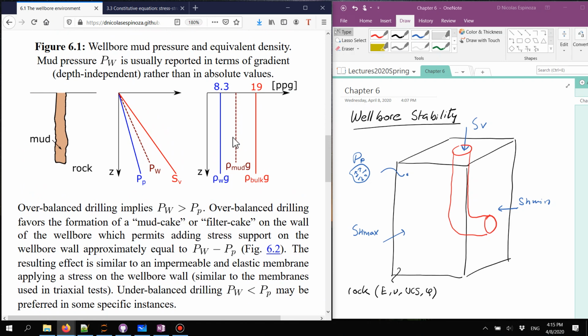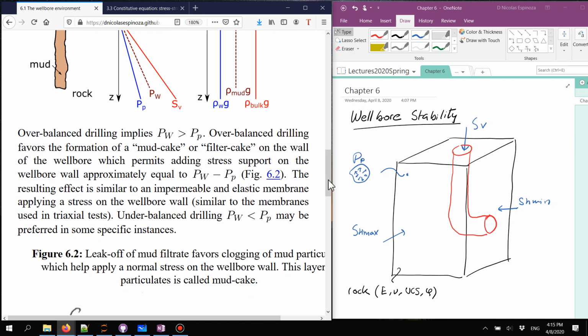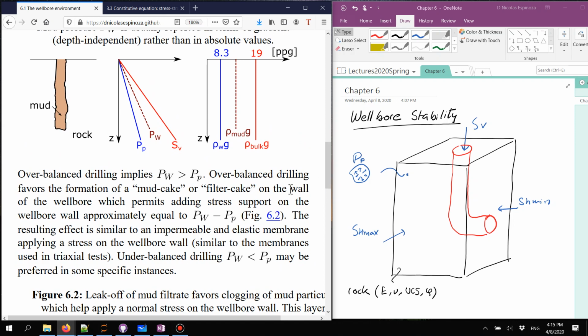All right, so the pressure of the wellbore is going to be very important because we are going to use this pressure in the wellbore to our advantage in order to improve wellbore stability in some cases. This is what is called overbalance drilling. As we're going to see, that's going to affect what are the stresses around the wellbore. And as I just told you, it is going to be very important in many cases to improve wellbore stability.